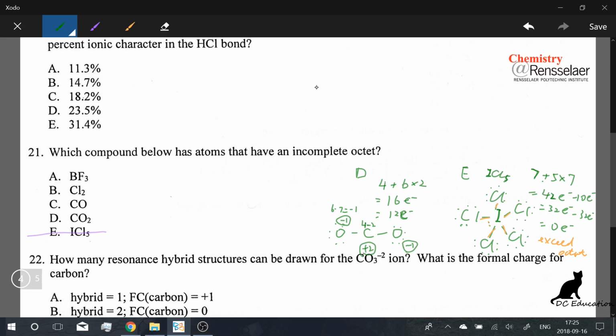And so we can shuffle these electrons around a little bit to make it look better. Let's move this pair of electrons over here. So now the formal charge is reduced to 0, and this reduces to +1. And we just do the same thing again until everything seems to work out.